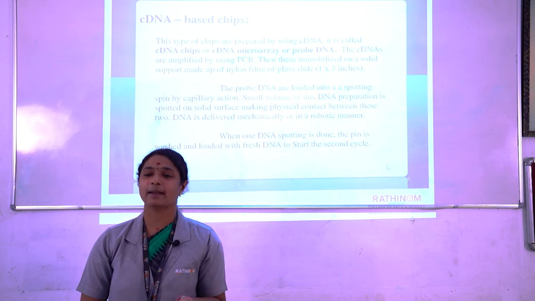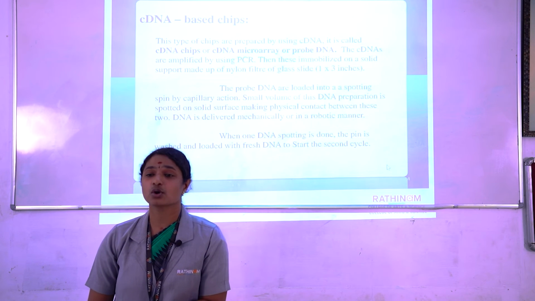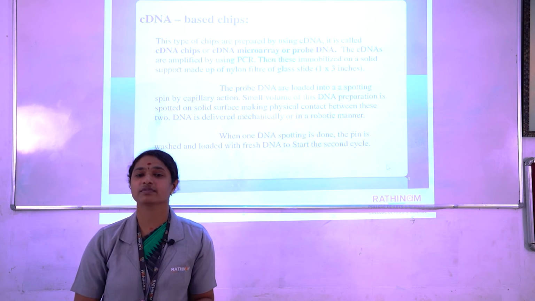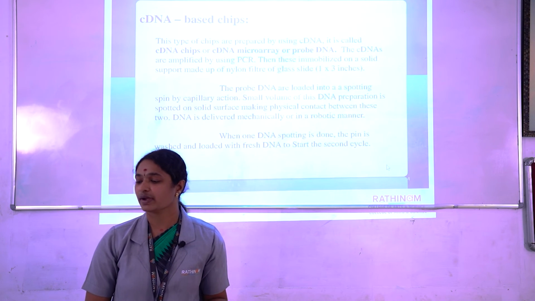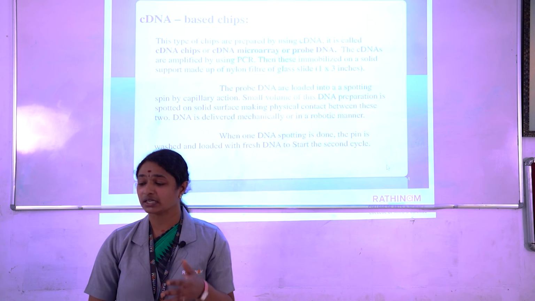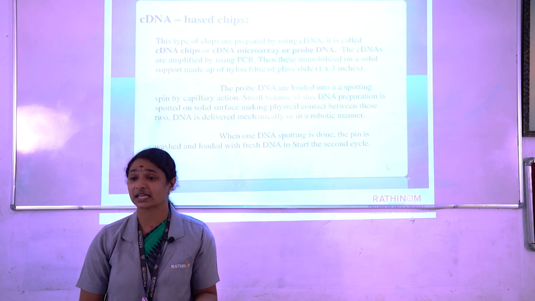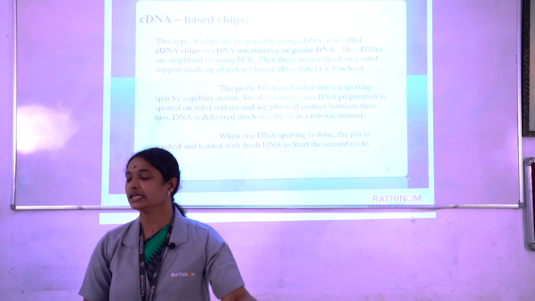Because the sample will be collected from patients suffering from different types of disease, we will be very precautious in handling this type of sample. The spot will be taken and manually loaded onto the DNA chips. When the DNA spotting is done, the extra material will be washed off and we will go for the second cycle. So numerous cycles take place in this DNA chip technique.